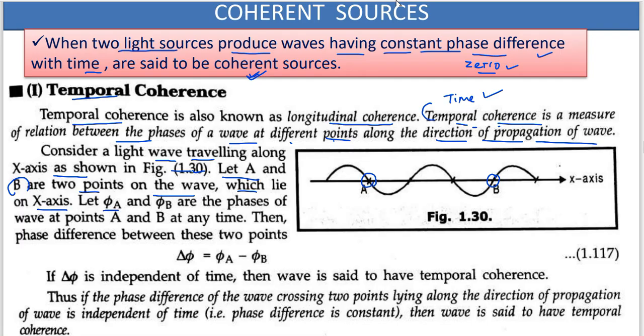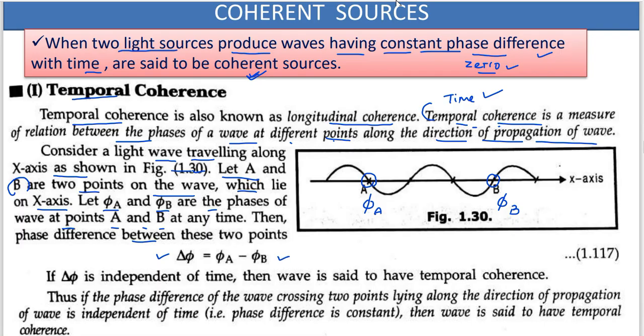Let phi A and phi B be the phases of the wave at points A and B at any time. So at point A the phase is phi A and at point B the phase is phi B. Then what is the phase difference? Delta phi equals phi A minus phi B.